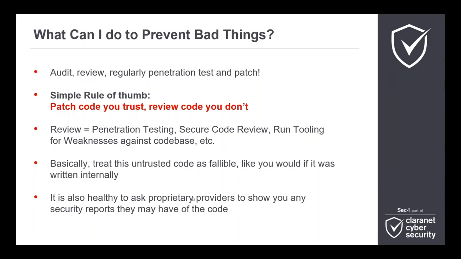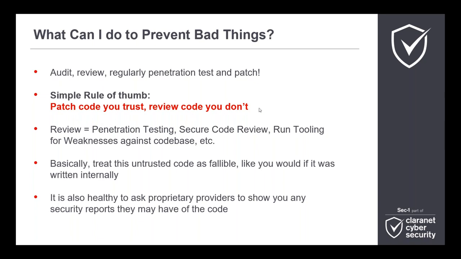Okay, so remediation strategies. Let's consider how we can stop things like this happening now that we know the scope and impact of things. So audit, review, regularly pen test, and patch. I think patching is the thing that everybody should be doing. We know that we should be patching. This talk isn't about patching, but it hits all of the same things. We should be doing that. The simple rule of thumb is to patch the code that you trust, but review the code that you don't.